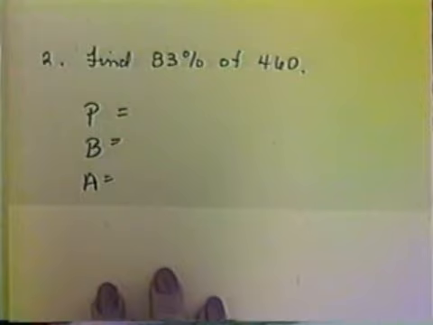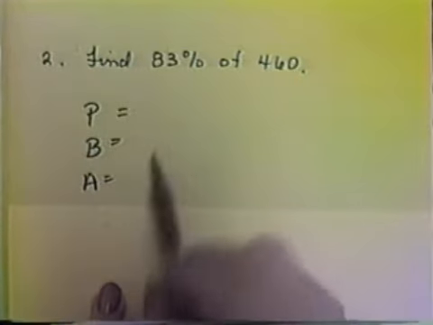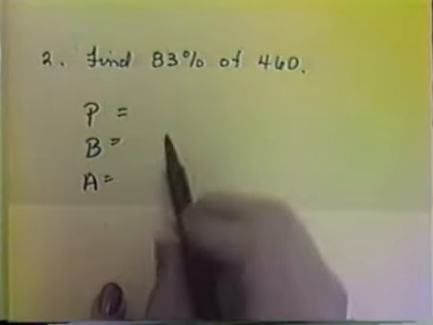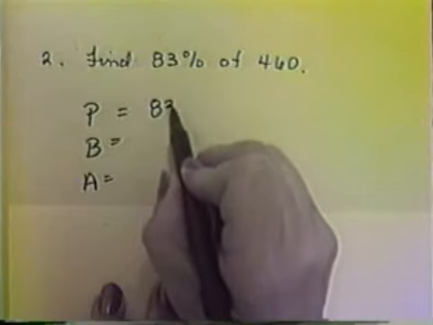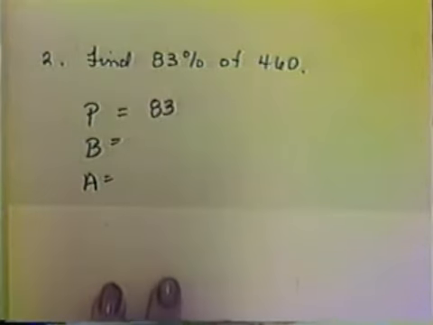If we do this on every problem, we'll find that we have less trouble doing these problems just because it's going to automatically set up for us. So the percent, again, is the easiest thing to find. And of course, that's going to be what? That's right, 83%. Okay, 83 is going to be our percent because it says 83%.